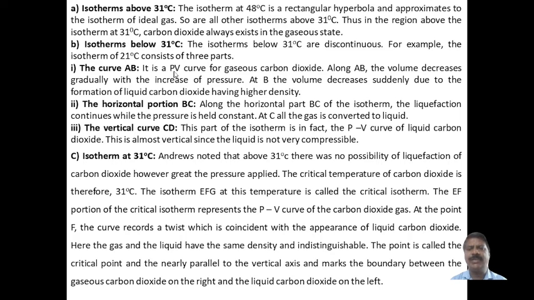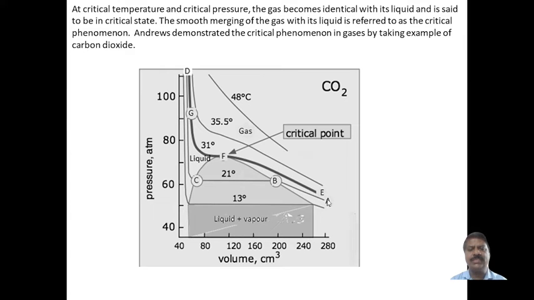In the PV curve for gaseous carbon dioxide along AB, the volume decreases gradually with increase in pressure. At point B the volume suddenly decreases due to the formation of liquid carbon dioxide having a higher density. Therefore, the gas comes here, the density becomes high, and it is converted into the liquid state at point B.